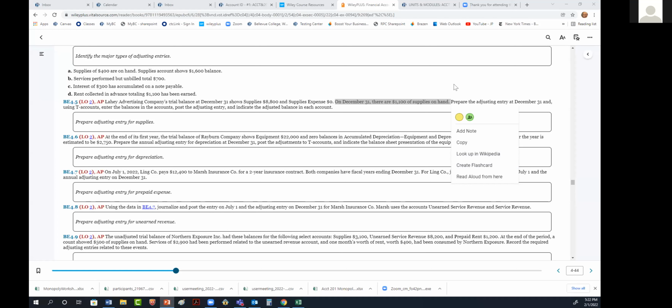Okay, so the question is saying on December 31st, and that's what's tricky about these questions where you say, which one are they asking me for, the original one or the adjustment? We're asking for the adjustment. If you visualize your T account, they already have 8,800 in the debit side of the T account. Now, when they physically count the supplies, they have 1,100. So the adjusting entry is for how much they used up in the supplies.